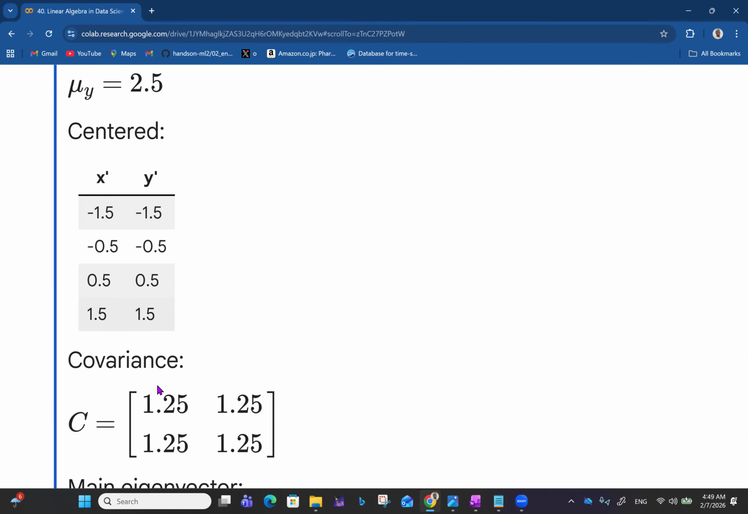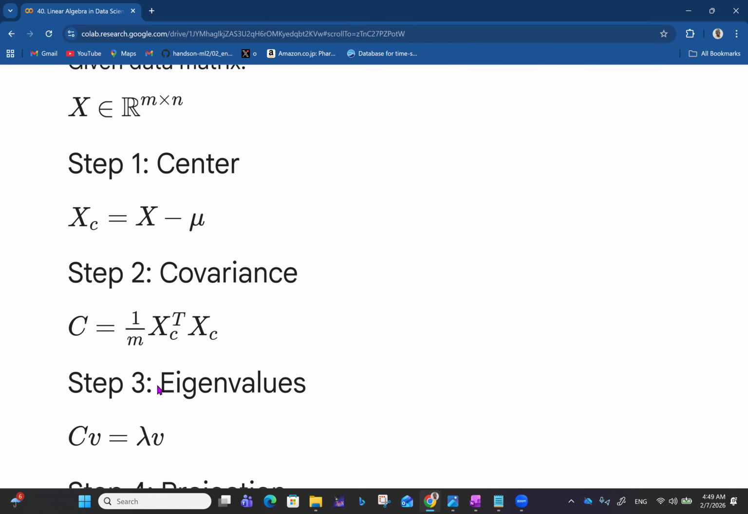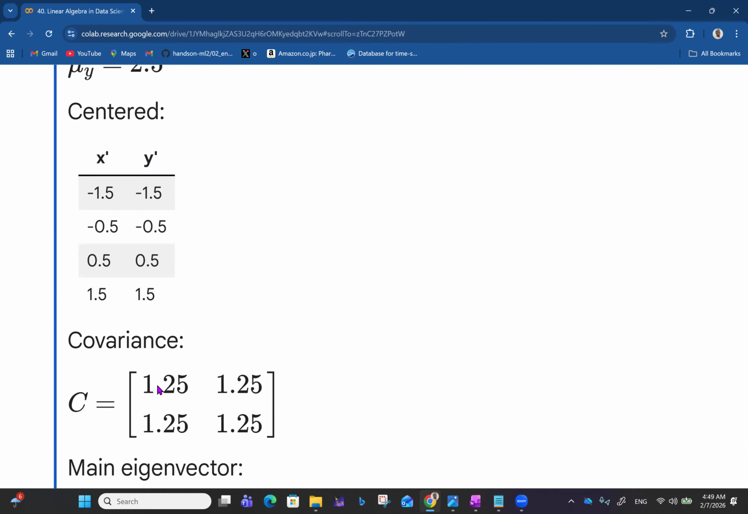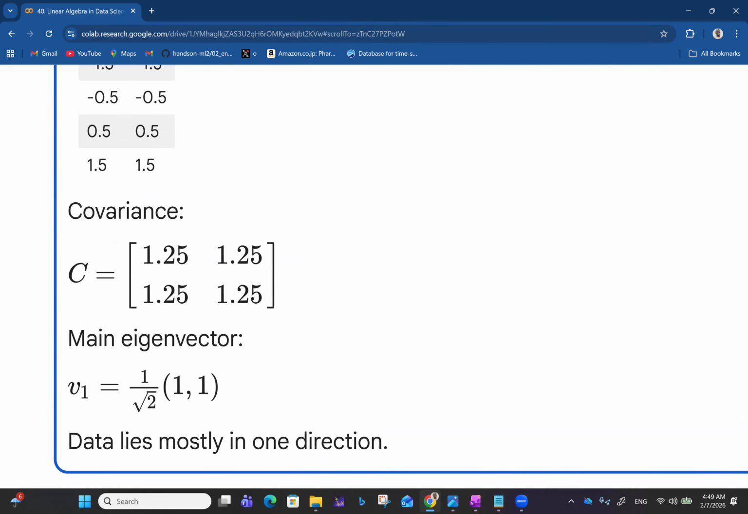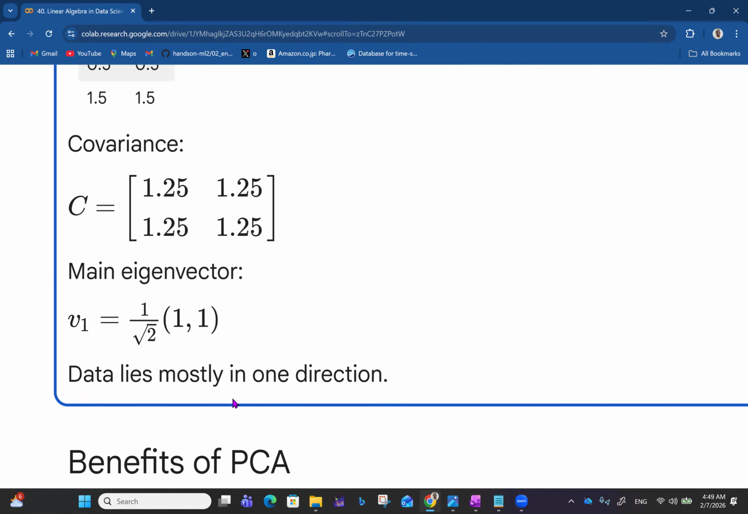The next thing is you go for the covariance. For the covariance, we saw the formula the other time. That's 1 over M, X_C transpose X_C. If you do that for this now, you get 1.25, 1.25, and so on for the covariance all across. Then you can get the main eigenvector V1, which is 1 over root 2, (1, 1), right? And we see that the data lies mostly in one direction. So having the two directions doesn't really help. This simple example has shown you that the data lies mostly in just one direction, which is the main eigenvector.